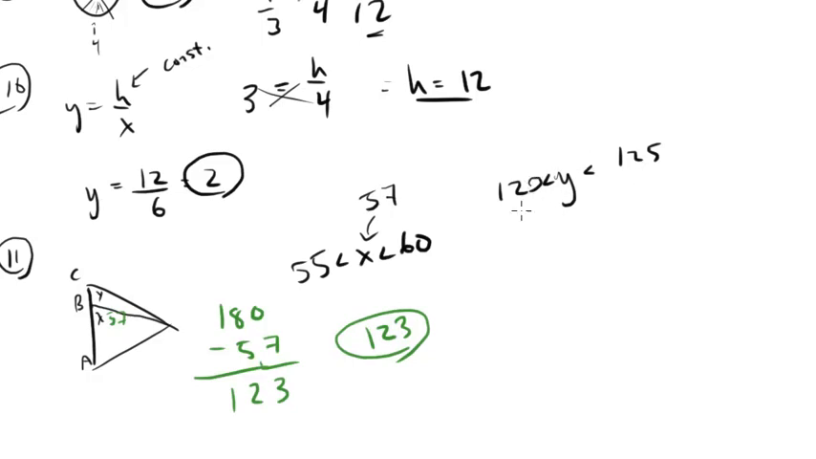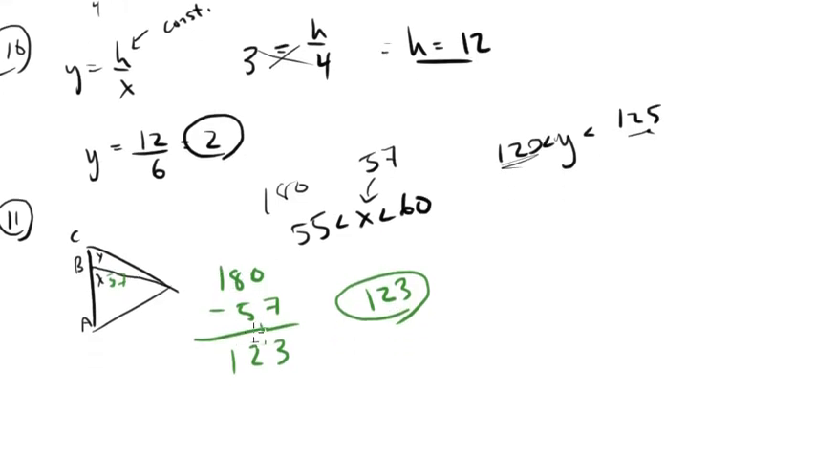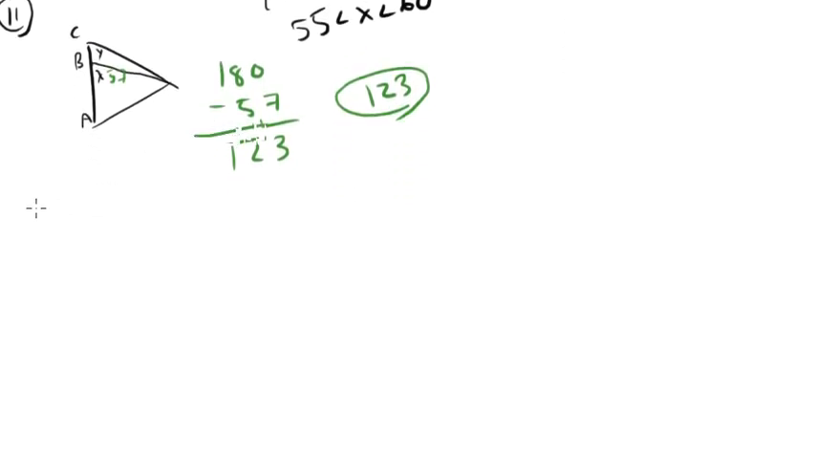Where did I get these bounds? Well, if X has got to be between 55 and 60, that means the Y value's got to be between 180 minus 55, which is 125, and 180 minus 60, which is 120. So that's got to be the bounds. I've used 123, but again, you can use anything between 120 and 125.